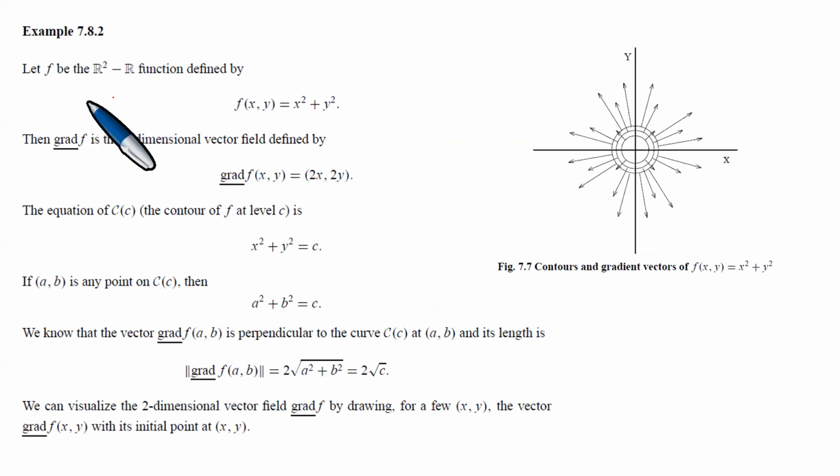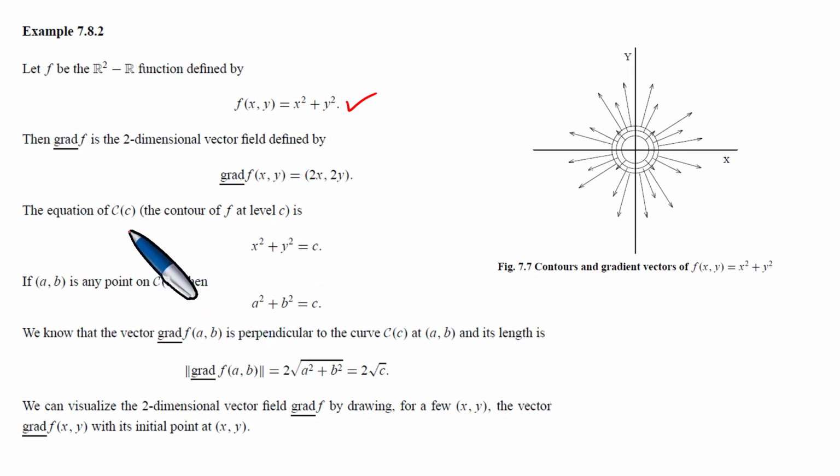Example 7.8.2. Let f be an R2 to R function defined by this. Why R2 to R? We're starting from an ordered pair of coordinates x and y, and we end up with the sum of this, and it is a number. Then the gradient of f is a two-dimensional vector field given by this. You can find the gradient: the derivative of x squared is 2x, and the derivative of y squared is 2y. So we continue.